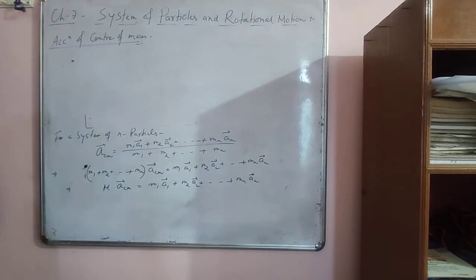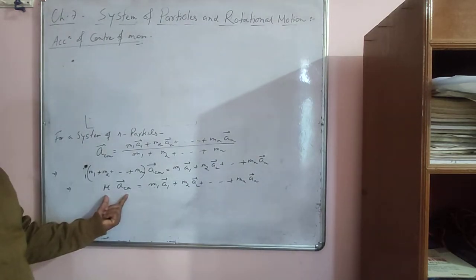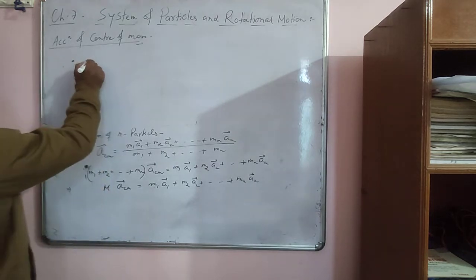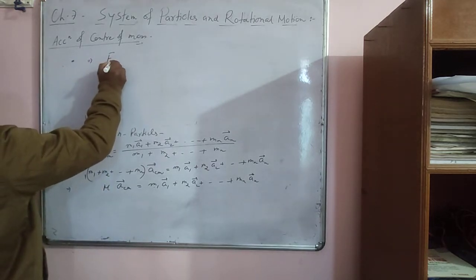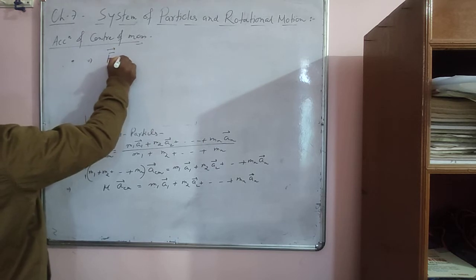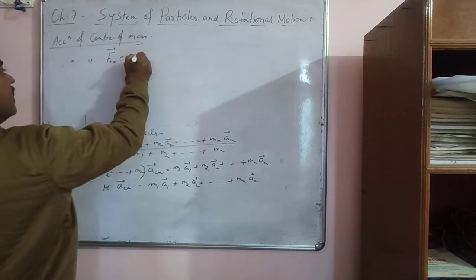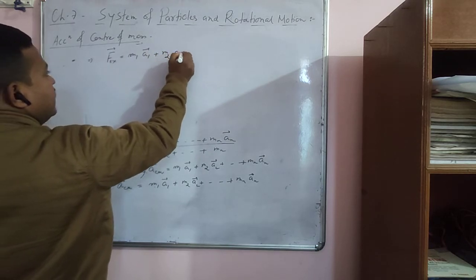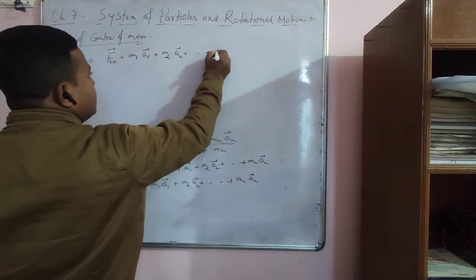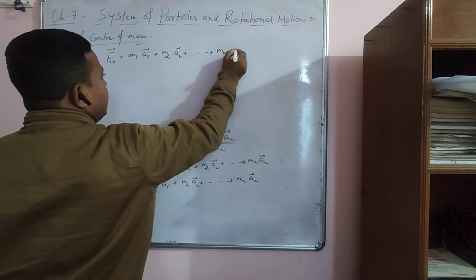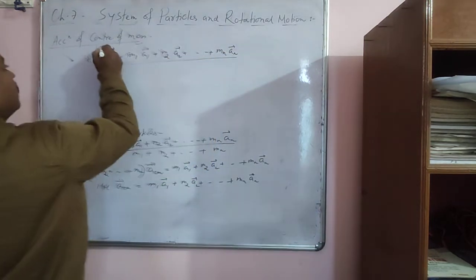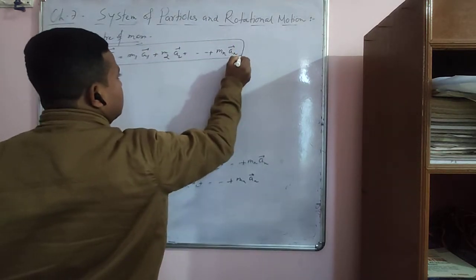Now this is nothing but force, external force, ma. So you can write the external force F, suppose we are applying it at the center of mass, is equal to m1 a1 plus m2 a2 up to mn an. So this relation also you can remember in terms of force applied at the center of mass.